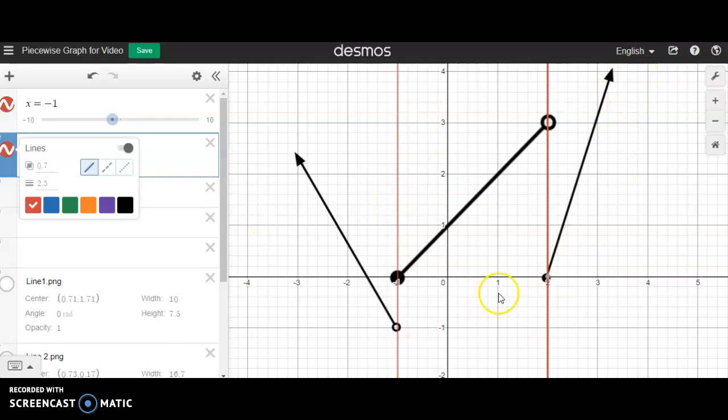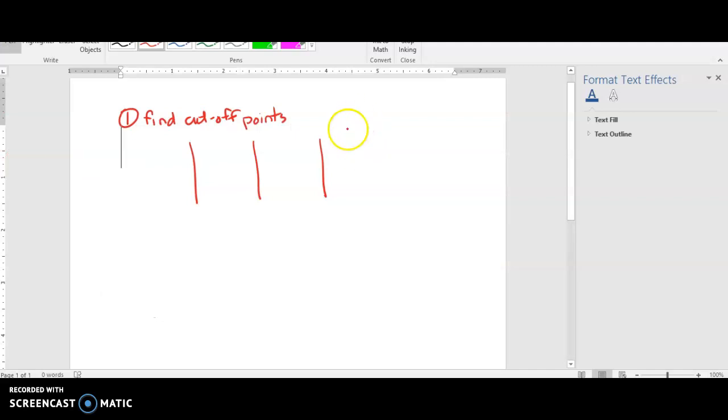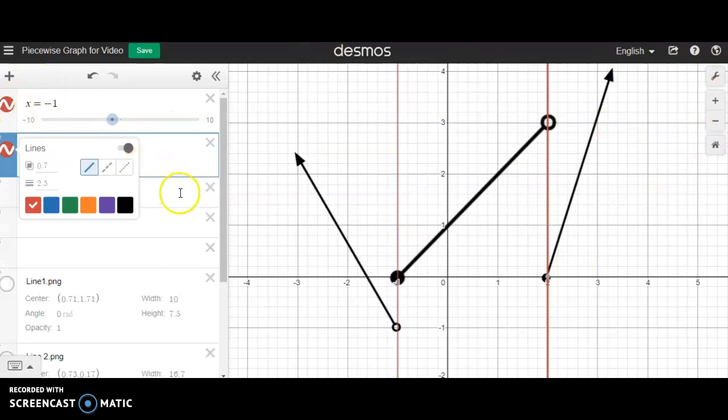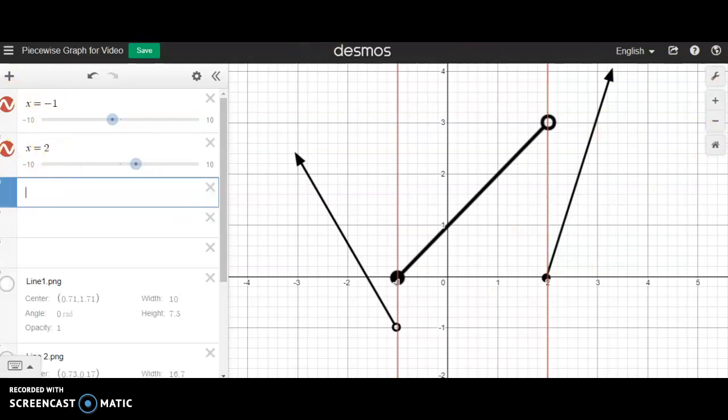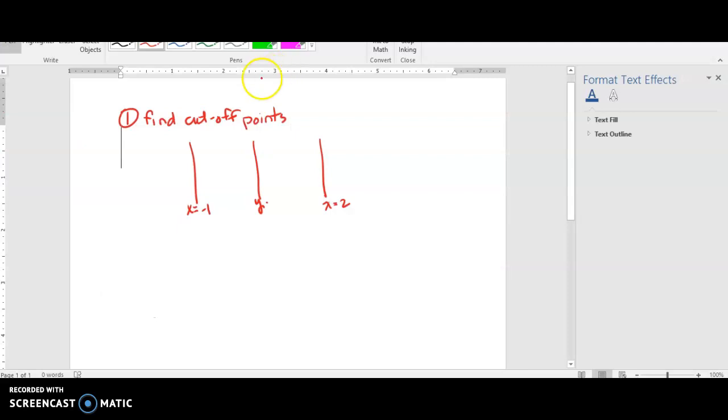So if you were trying to write equations for this graph, the first thing that you would start off with, this is your y-axis. You've got x equals -1 here and x equals 2, just like I had graphed. X equals -1, x equals 2. Those are your cutoff points. Down here, this is all about x is less than -1. Between here and here, x is between 2 and -1. And up here, x is greater than 2.